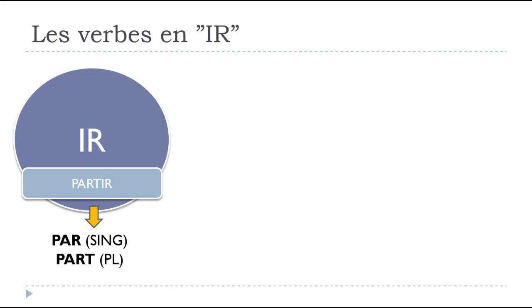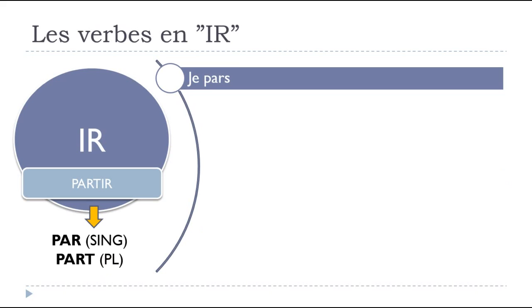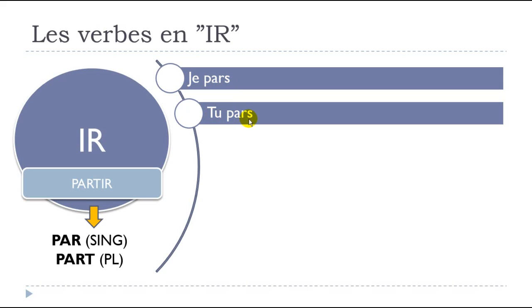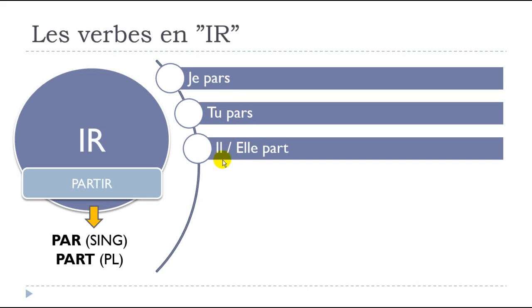So let's see how it will go. The first form will be je pars. Remember, you put this S, you don't pronounce it. Je pars. Then you will get tu pars, il, elle, part. So the first thing that you have to keep in mind, you've got this final S, final T, but you don't pronounce them. So phonetically, je pars, tu pars, il part, elle part. The same form.